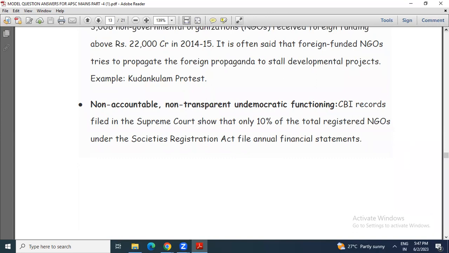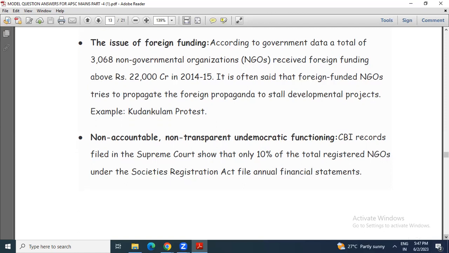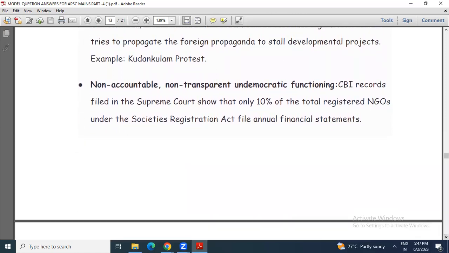So our case is that the issue of foreign funding is there because of propagating foreign propaganda. Then non-accountable, non-transparent, undemocratic functioning. CBI records filed in the Supreme Court show that only 10% of the total registered NGOs under the Societies Registration Act file annual financial statements. So only 10% of total registered NGOs.